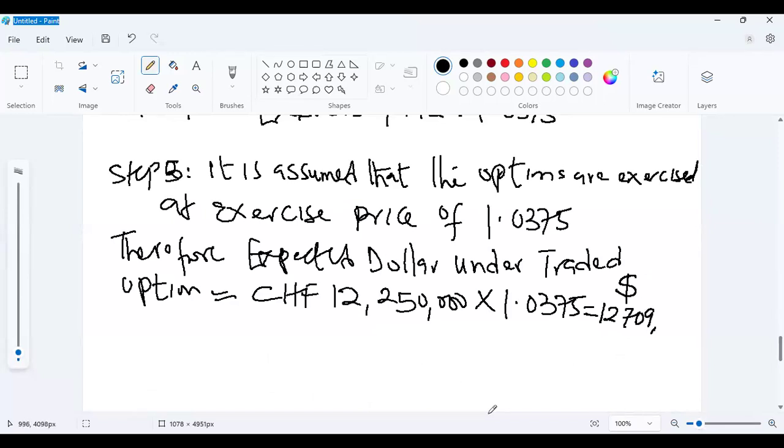12,709,375. This is the dollar amount the company will get under traded options. Then remember, we have some portion hedged under forward markets. Expected dollar under forward markets.